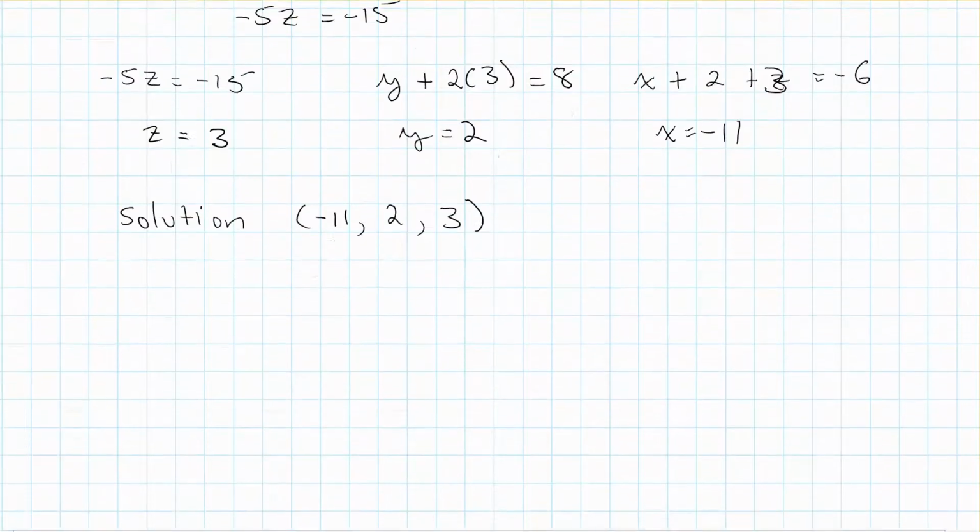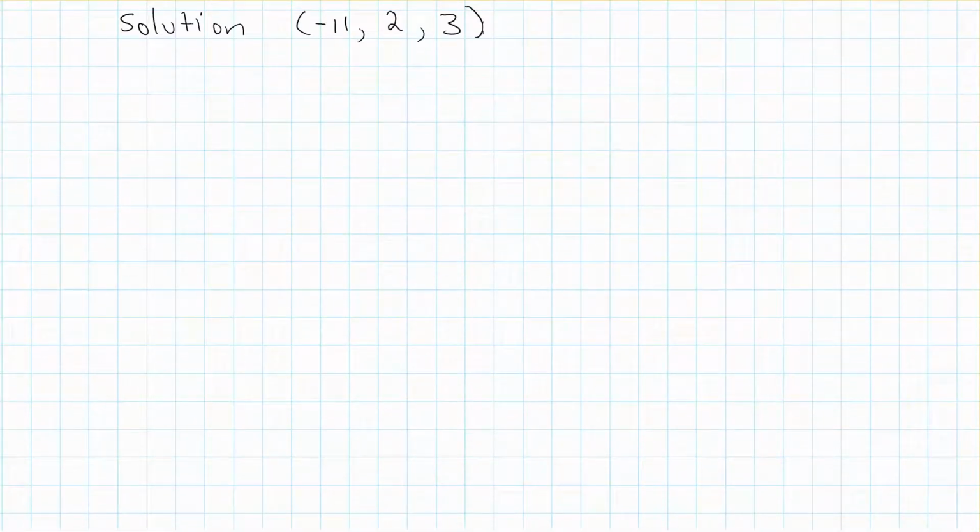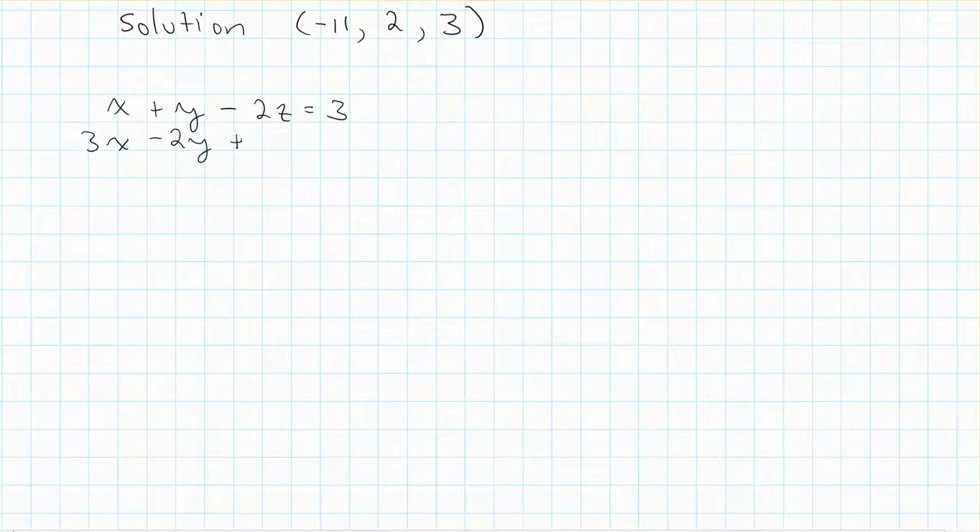So let's look at one more example of this here. So we have x plus y minus 2z is equal to 3. 3x minus 2y plus 4z equals 1. And then 2x minus 3y plus 6z equals 8. Okay, so now what are we going to do here?